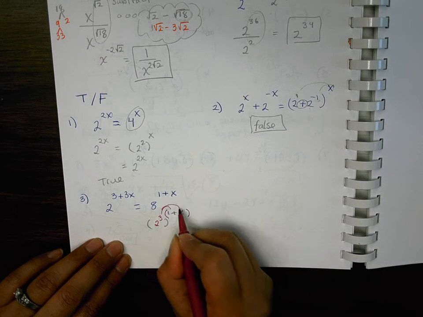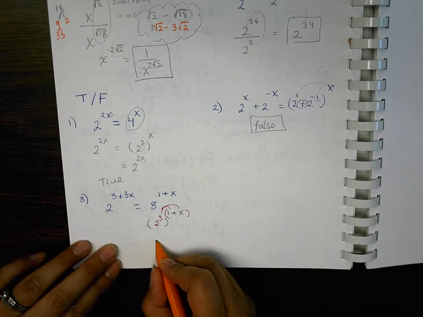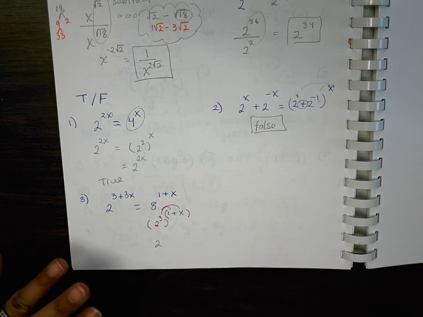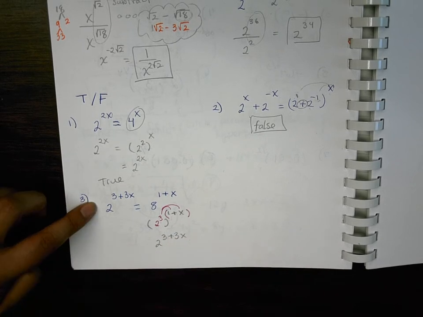You multiply, which in this case is going to require distribute, which is what I heard you start to say. 2 raised to the what? 3 plus 3x. True or false? True.